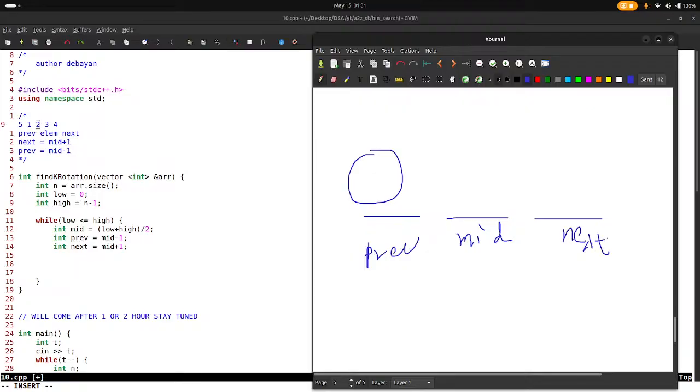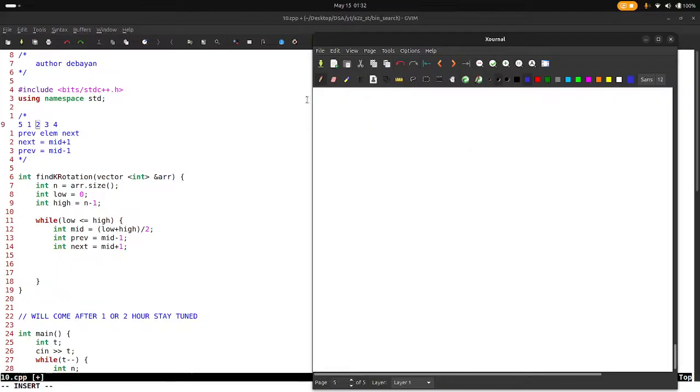If mid is smaller than or equal to next, let's say this is 12 and this is 24, and previous is like 32, then I can say the answer should be this, the mid.